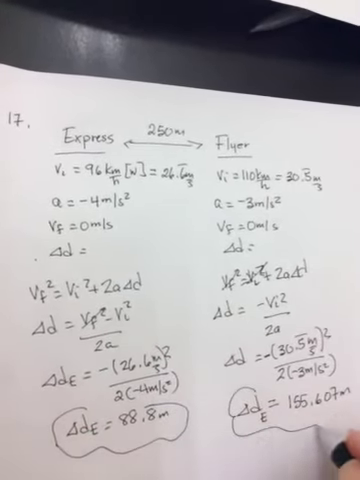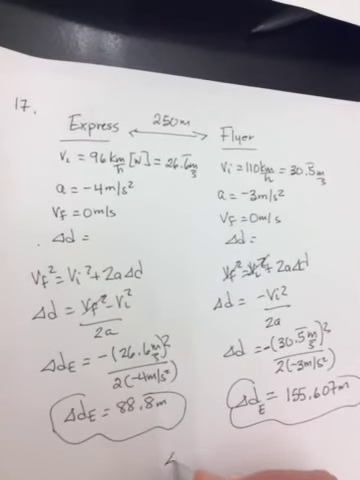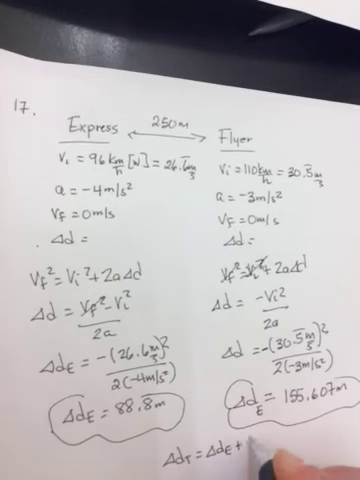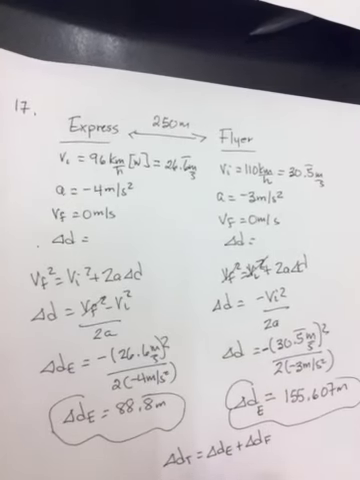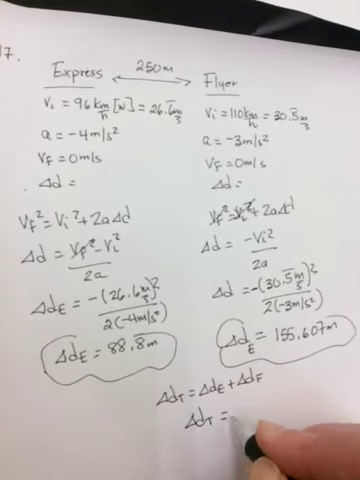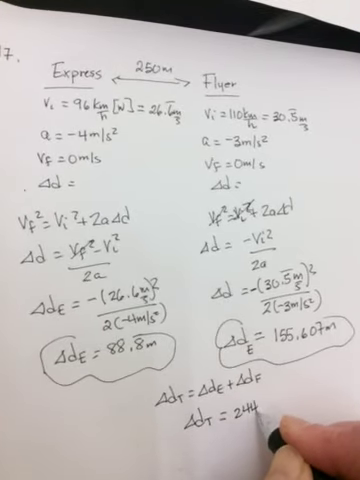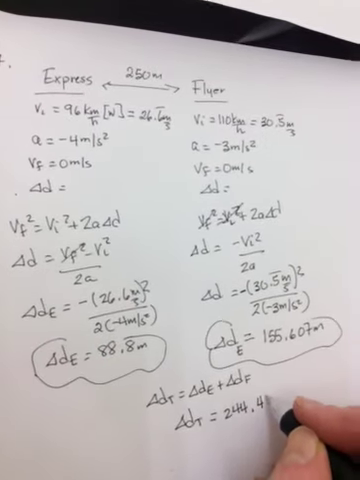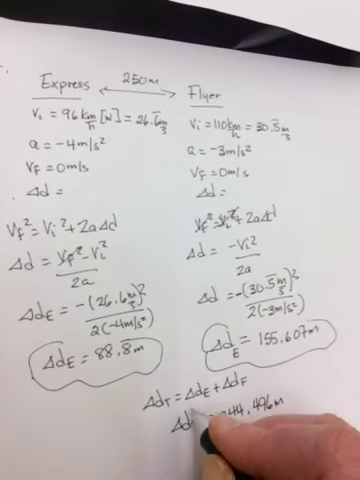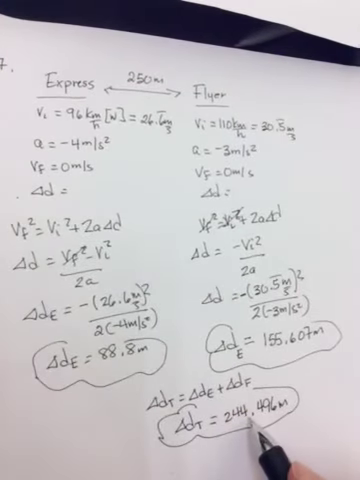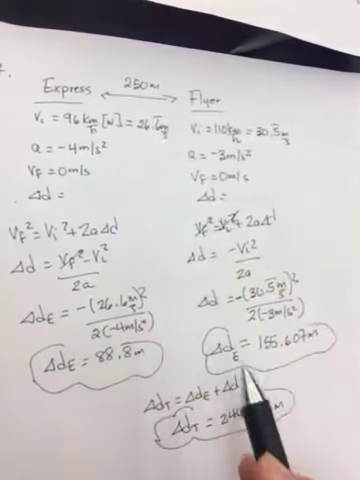Okay, did they collide? You have to add them together. So delta D total equals the express plus the flyer, and when you add them together, you get a delta D total of 244.496, I think, if you don't round at all, meters. Did they collide? Well, they were 250 meters apart, so they don't collide. They end up being about 5 meters apart.